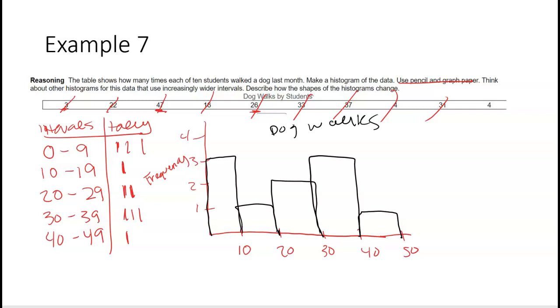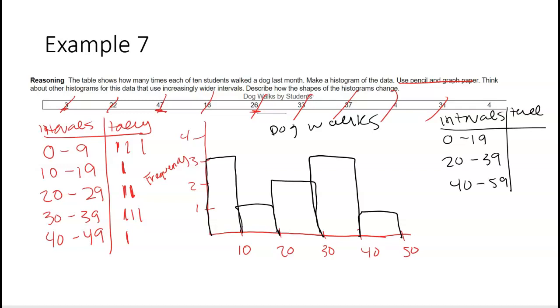So, okay, what about if we did intervals that kind of had more space in them? So instead of 0 to 9, maybe we went 0 to 19 and 20 to 39 and 40 to 59. Those are wider intervals. They cover more space. So from 0 to 19 is actually going to be 1, 2, 3, 4. From 20 to 39 is 1, 2, 3, 4, 5. And 40 to 59 is just going to be 1.